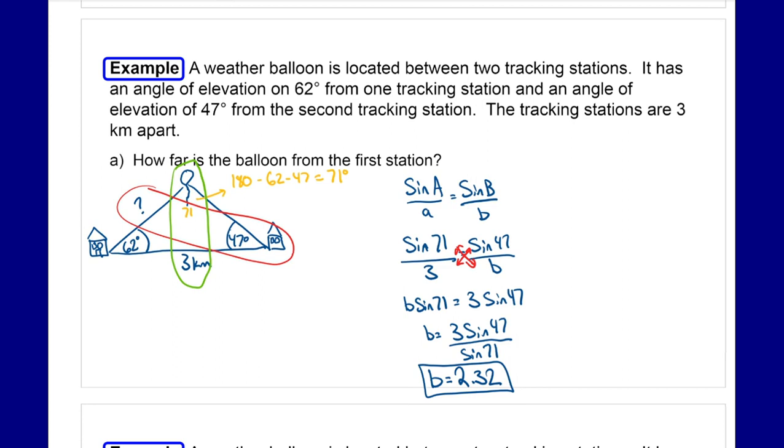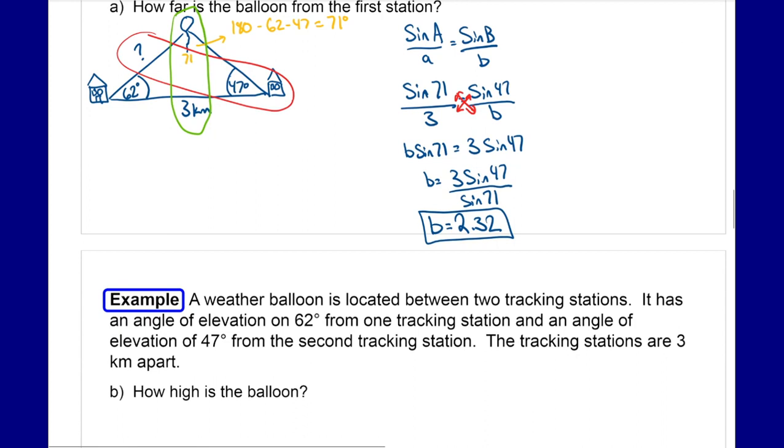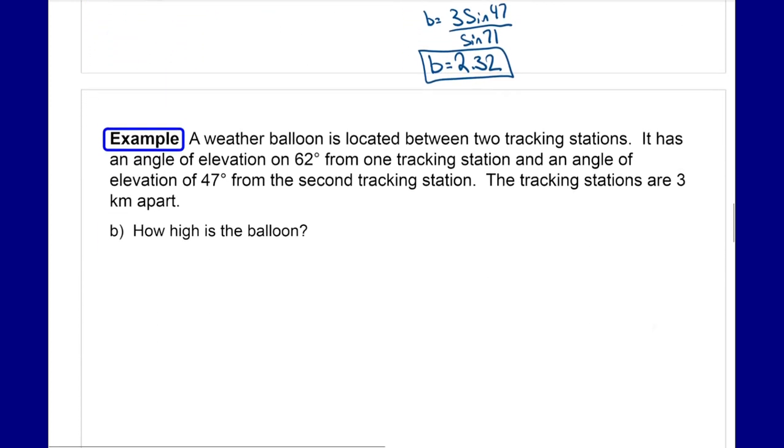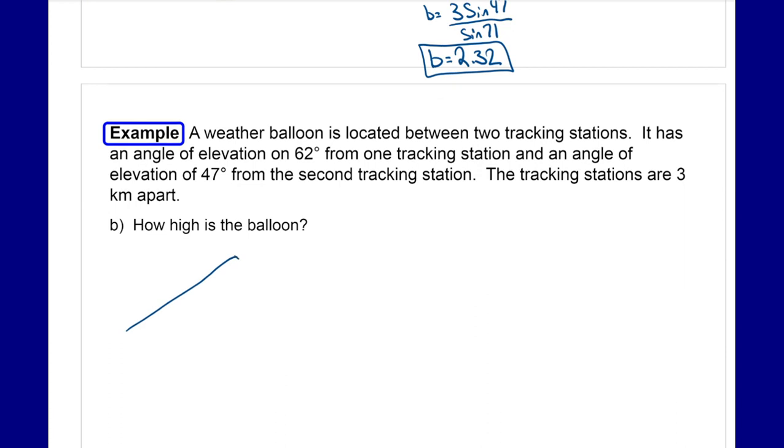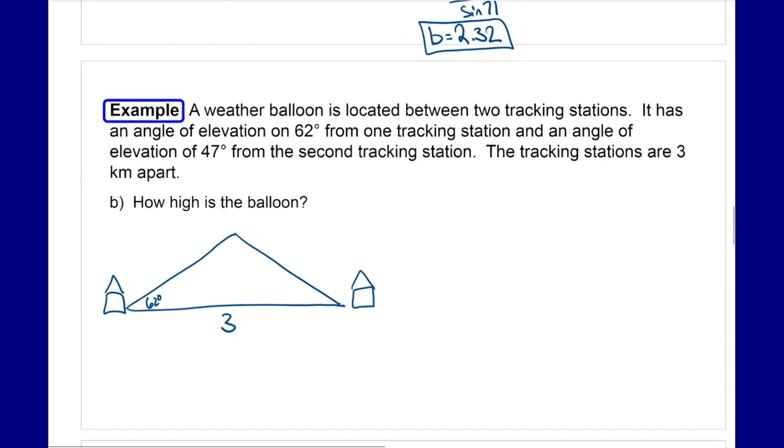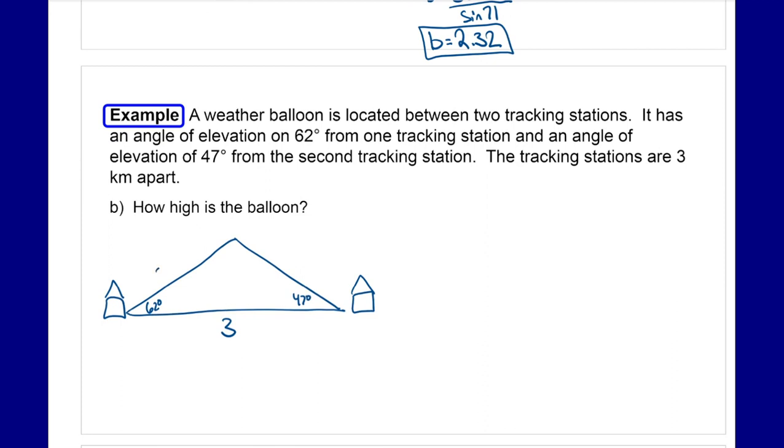So the balloon is 2.32 kilometers from the first station. Part B is now asking, how high is the balloon? So if we redraw our diagram, we have station 1, station 2, 3 kilometers apart. We know it's 62 degrees, we have 47 degrees, and we know this is 2.32. Here's our balloon. We want to know how high this balloon is, so we want to figure out this measurement here.